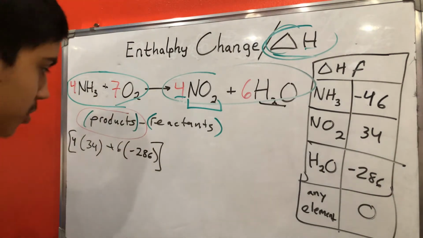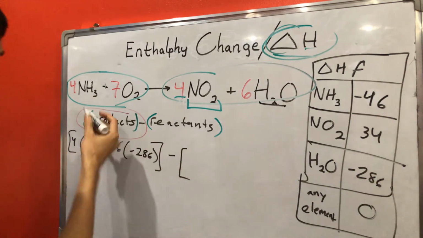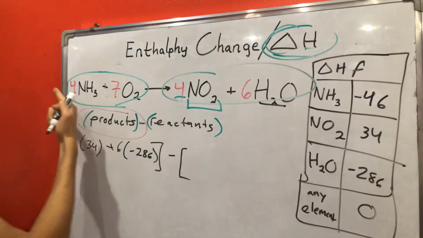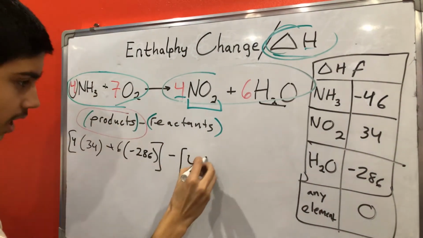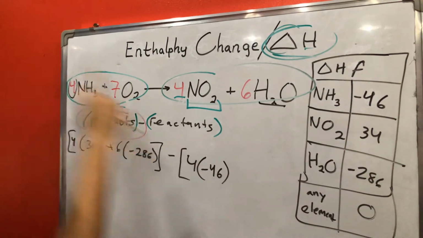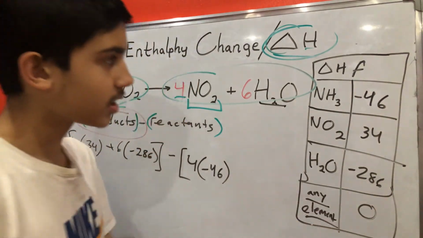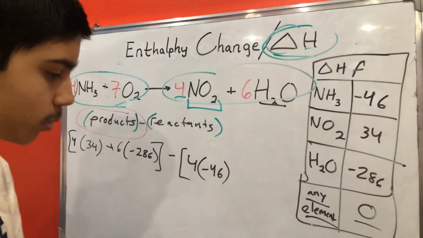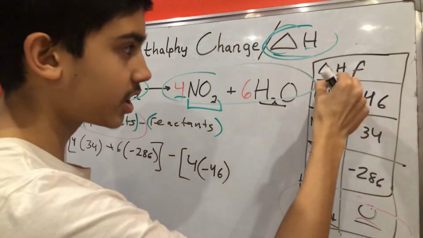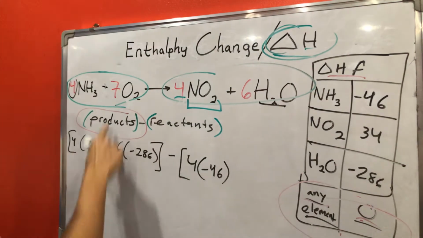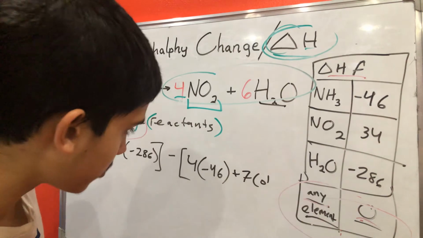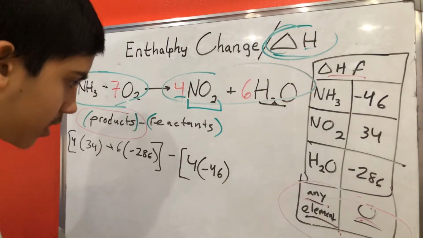Now we have to subtract that from the reactants. What are the reactants? NH3. NH3 is negative 46, but we're multiplying it by 4. So 4 times negative 46. And now what about O2? If we see here, it says any element, the heat of formation is always 0. This is always true. It might not be on your table, you kind of have to know this, but any element is always going to have a heat of formation of just 0. So here it's basically 7 times 0, which is just 0. We don't even have to write that, because 0 won't make an effect.